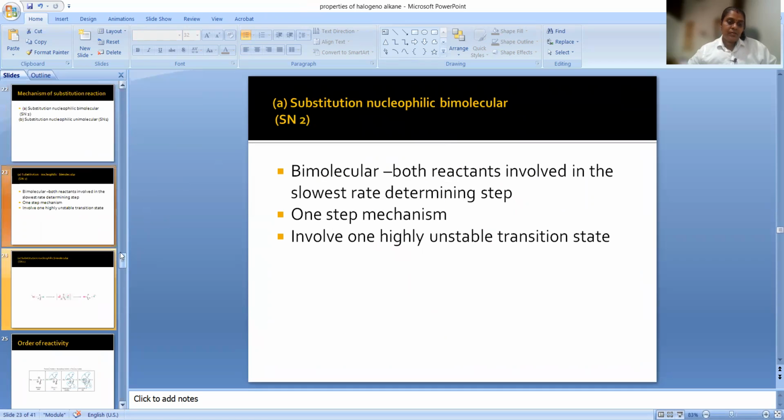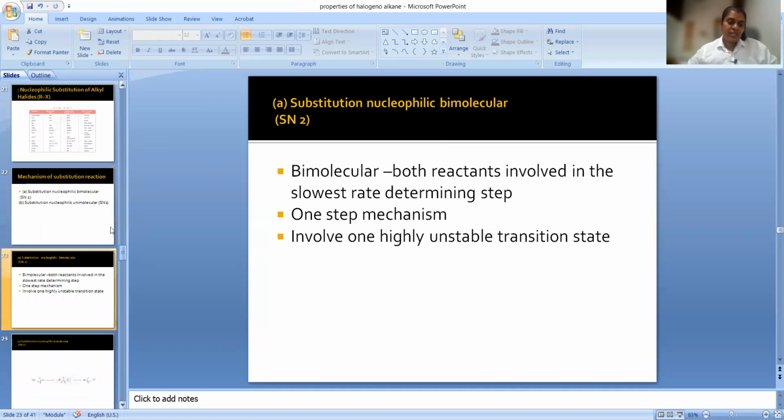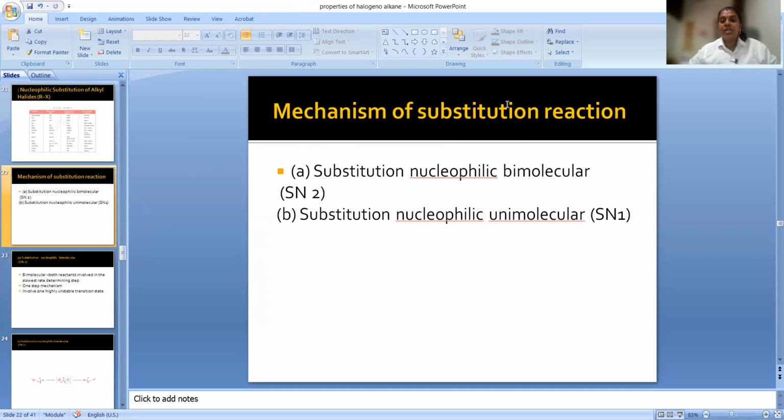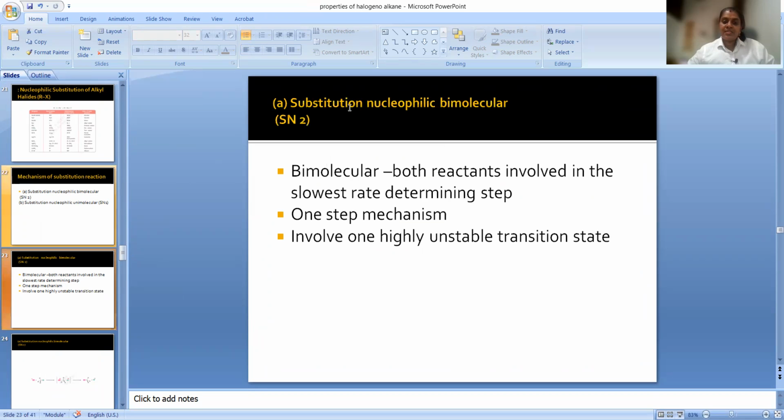Now let us do the classification of nucleophilic substitution reactions. We have to learn two different substitution reaction mechanisms: substitution nucleophilic bimolecular and substitution nucleophilic unimolecular. They are called SN2 and SN1. First we will be discussing substitution nucleophilic bimolecular, that is the SN2 mechanism.